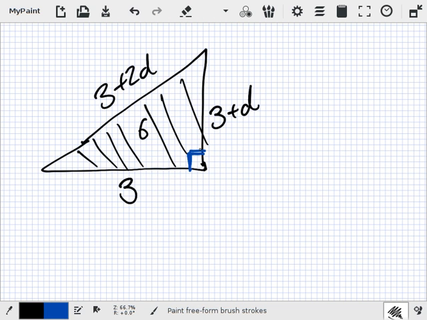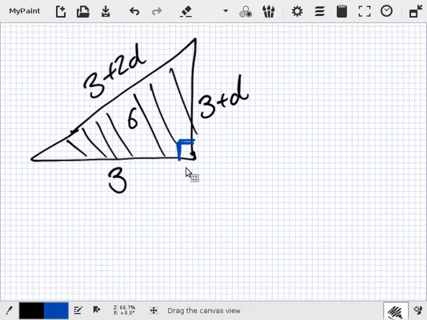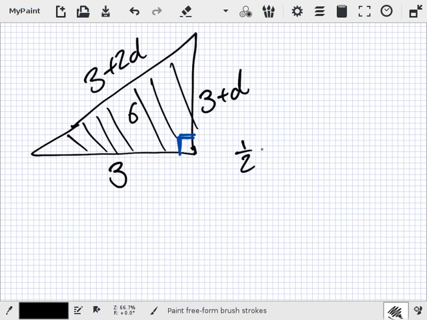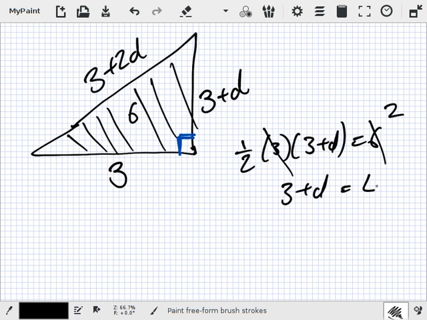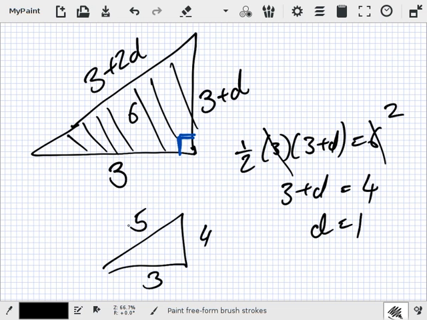Okay, so look. Because the area is 6, you can say a half the base times the height should equal 6. So 3 goes into 6 twice, and you can bring up the 2, so it's 3 plus D equals 4, so D equals 1. So the sides are 3, 4 and 5.